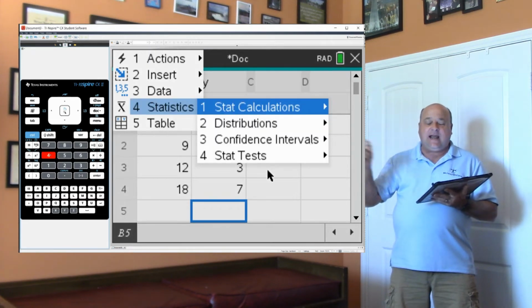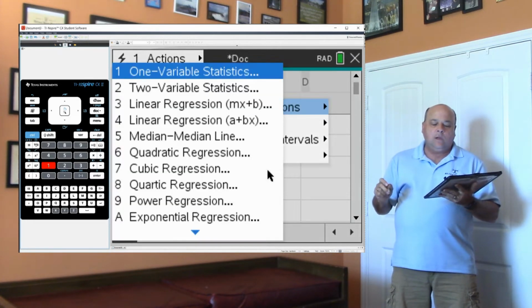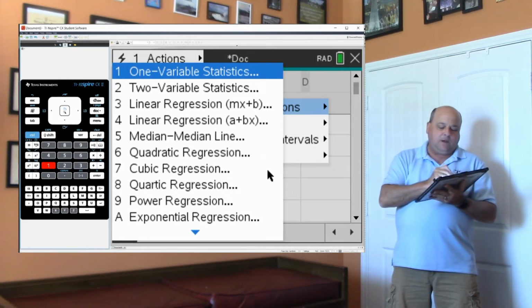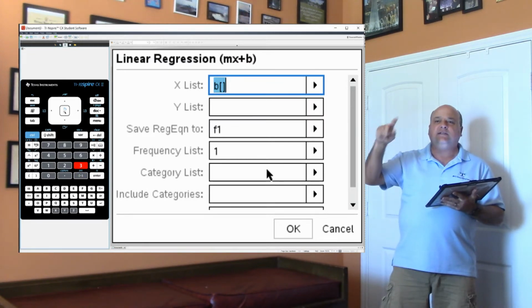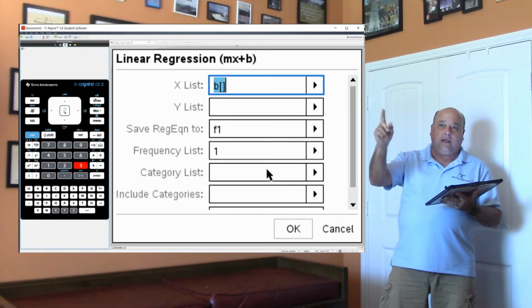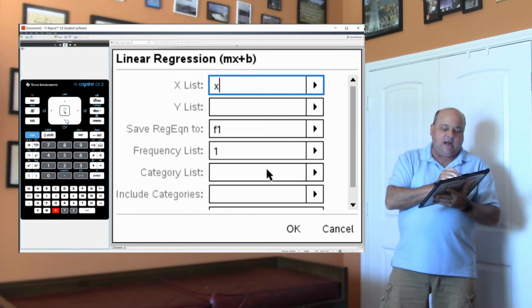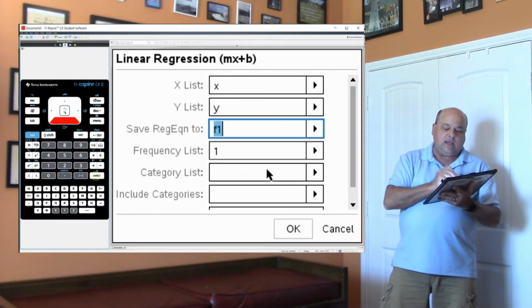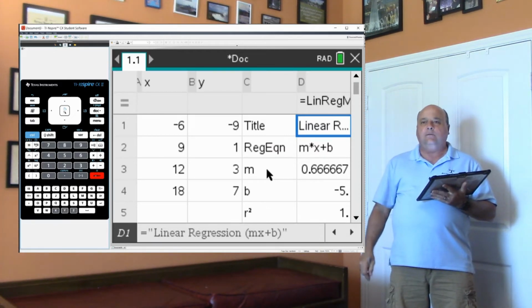Then we want to do stat calculations. Like I said, this is kind of steppy. Stat calculations is 1. And then we want to run a linear regression for mx plus b, which is 3. So type in 3. When you get here, your x list is x and your y list is y. So please listen. Please do this. X, down, y, down, and then hit the Enter. X down, Y down, Enter, and you get all this stuff to the right.